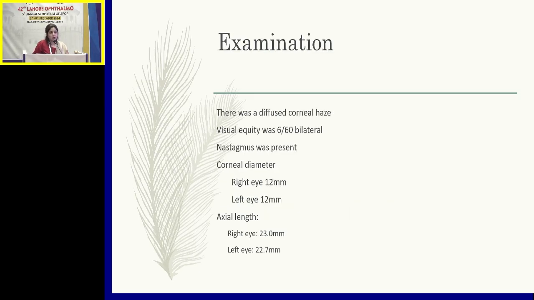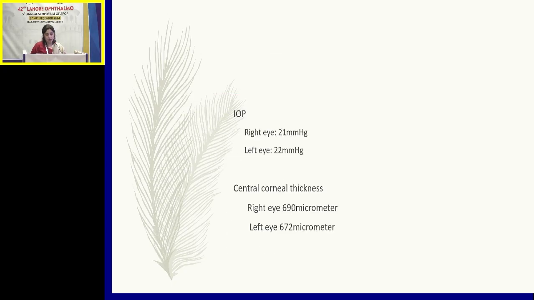On examination, there was a diffuse corneal haze. The visual acuity was 6/60 bilaterally. Nystagmus was present. Corneal diameters were 12 millimeters in both eyes. The axial length in the right eye was 23, and that of the left eye was 22.7. The IOP in the right eye was 21, and that of the left eye was 22. The central corneal thickness in the right eye was 690 micrometers, and that of the left eye was 672.